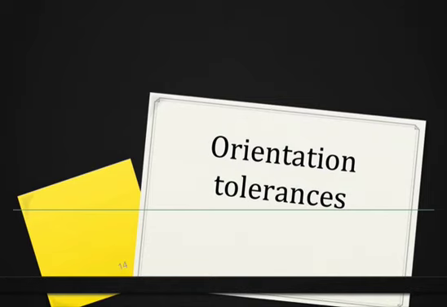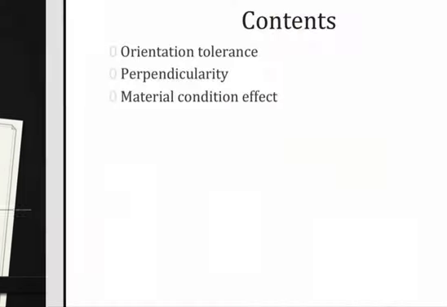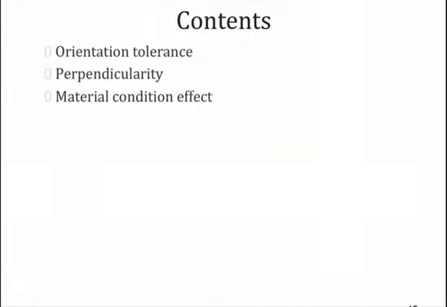Okay, now that we know something about datum reference frames, we can put them to use with orientation tolerances. We'll define what we mean by orientation tolerance and then look at a specific example of one called perpendicularity. And then we'll bring in the material condition effect and how that might be used.